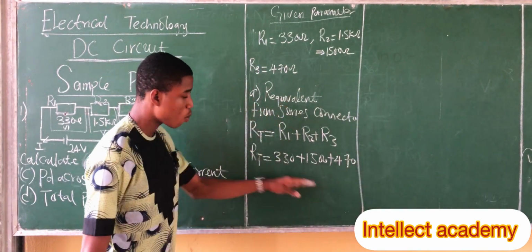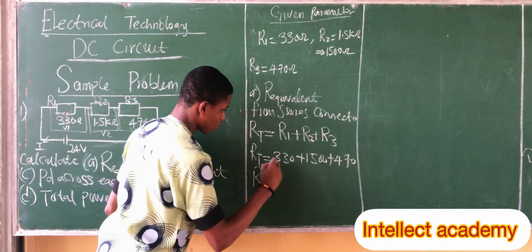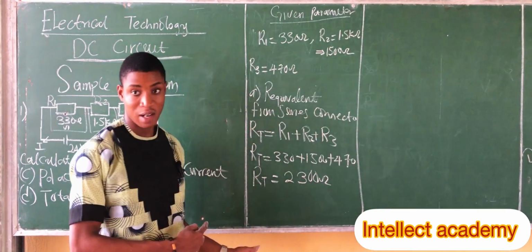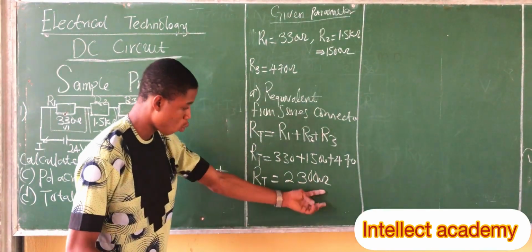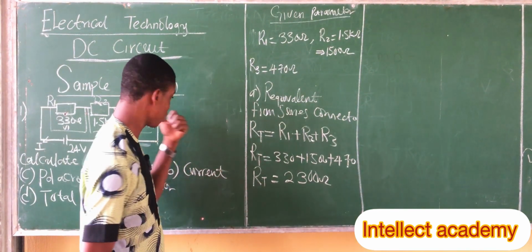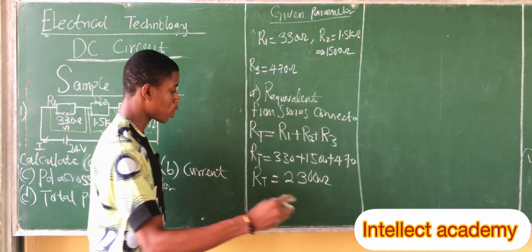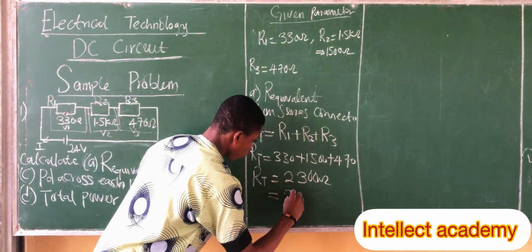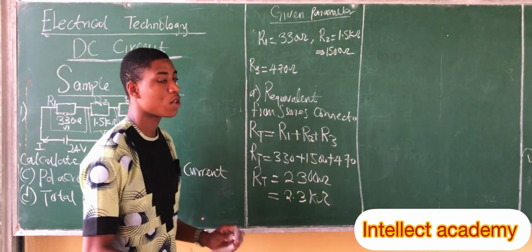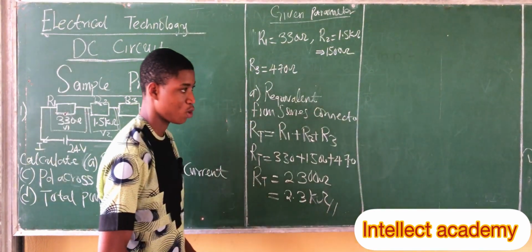Now, when we sum this, what do we have? We have R_T is equal to 2300 ohms. Is that the right answer? 2300 ohms. So the total equivalent resistance in this circuit is 2300 ohms. You can express it as 2.3 kilo ohms, because we said that kilo is 10 raised to power 3. So therefore, this is the value for the A part of this question.